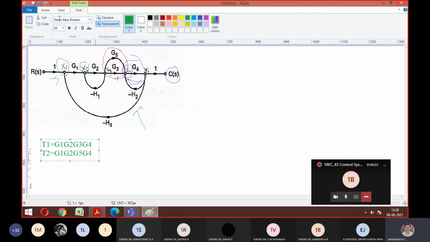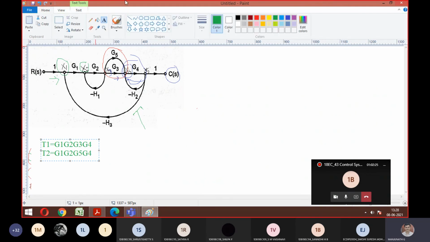So let me mark the loops, then it will be easy for you. Yes, guys, someone told the number of loops is 4. So this is your loop number 1. So this is your loop 2. So individual feedback itself is a loop, correct? Then this is your third loop. So which is the fourth one then?